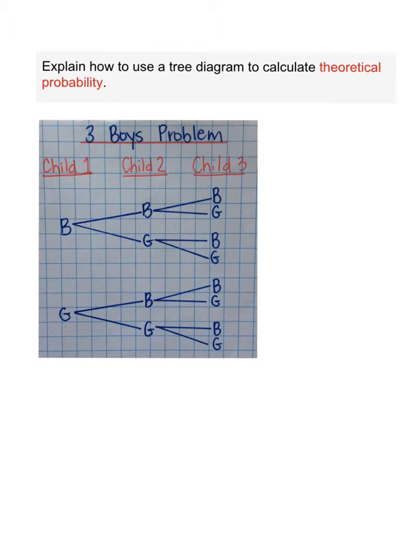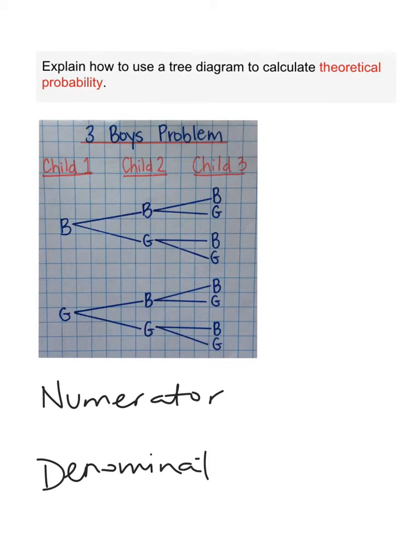How do I use a tree diagram to calculate theoretical probability? Well, we've already done this in several problems, but we're just going to break down the steps. So, when I'm calculating theoretical probability, I end up with a fraction. So, I end up with a numerator and my denominator. Now, how can I use my tree diagram to help me figure out my numerator and my denominator?